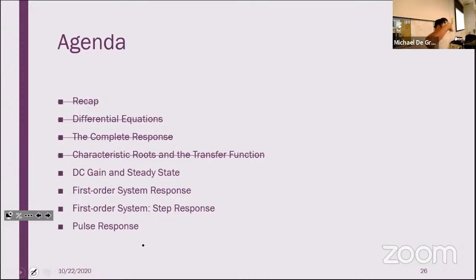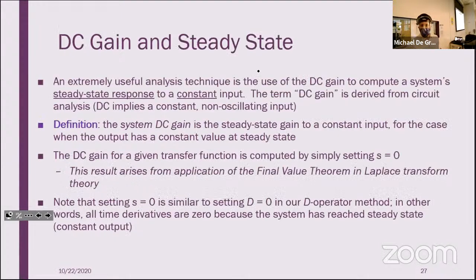All right. So if you have any questions about characteristic roots and the transfer function and how they're related, we can talk about DC gain and steady state. These are important ideas, because these are things that we can tell about our system. If we have our model, we should be able to tell what the DC gain and what my steady state look like.